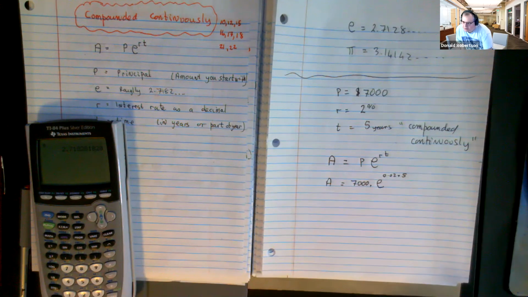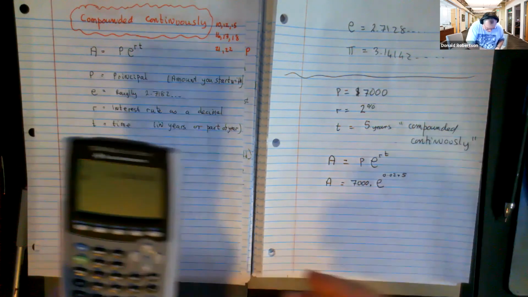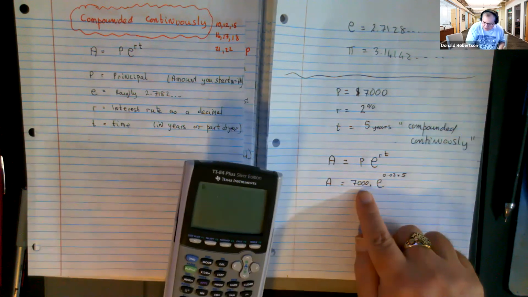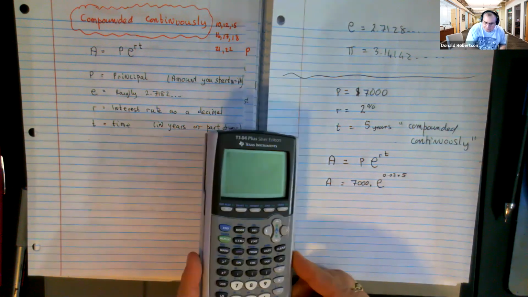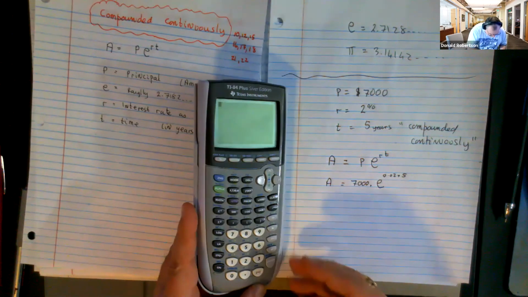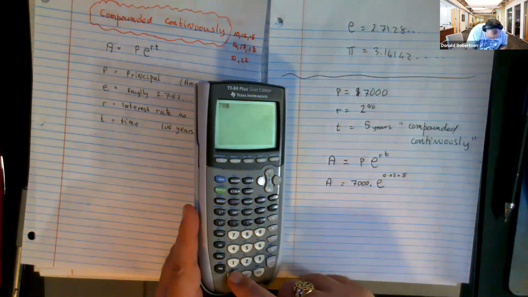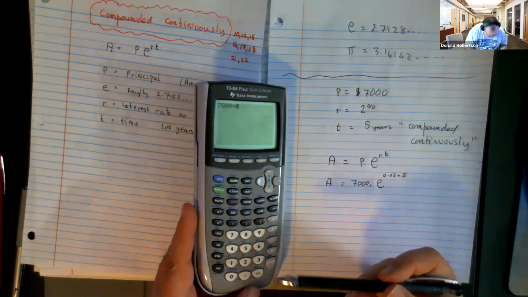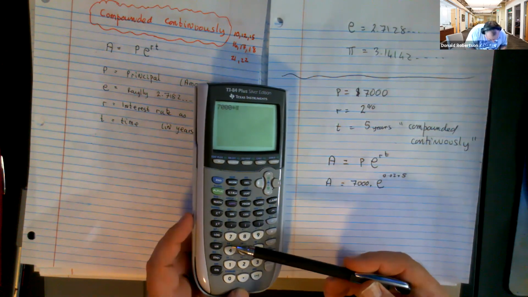So far, so good? Right, now, the devil is in the detail. How do I get my calculator to do this calculation? Right, let's show you how it works. 7,000 times. Now, it might not be very clear on this guy, but I'm going to do my best.